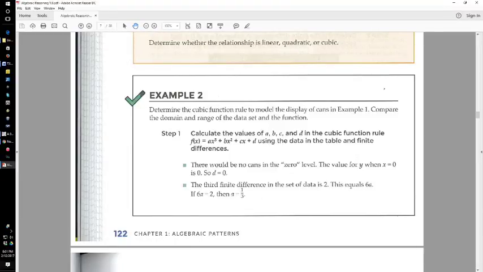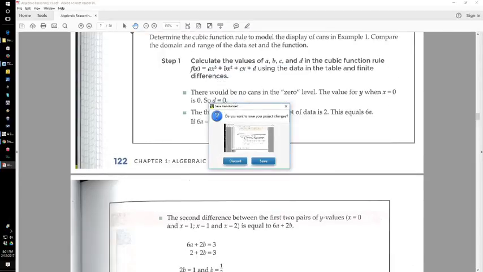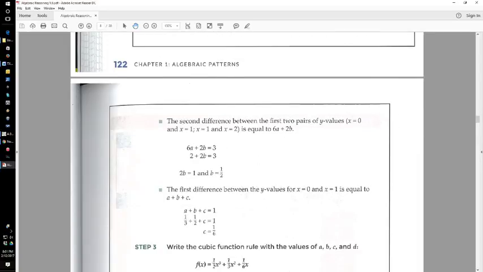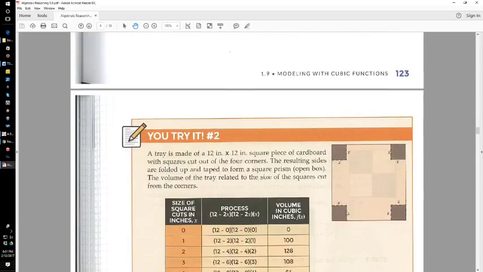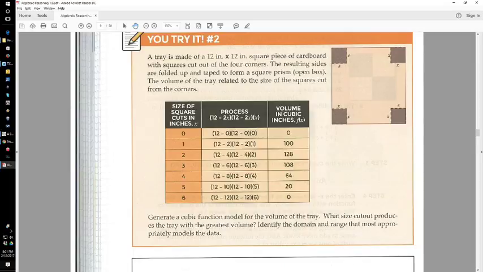Example 2 says determine the cubic function rule to modify the display of cans in example 1. Well, guess what? We just did that. We just did that to find the equation for number 1. So let's scoot on down and look at You Try It, number 2. If you want to know how to do that, back up and look at the previous example.